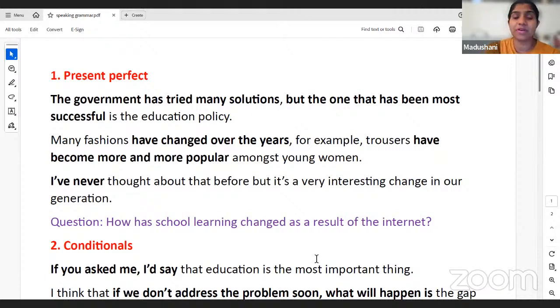So present perfect, as you all can see, we use present perfect to discuss mostly experiences. As you all can see, there are three examples I have put. The government has tried many solutions, but the one that has been more successful is the education policy. Present perfect. So here in the first sentence, has tried many solutions.